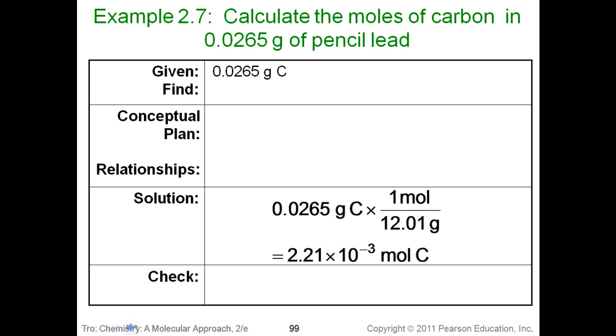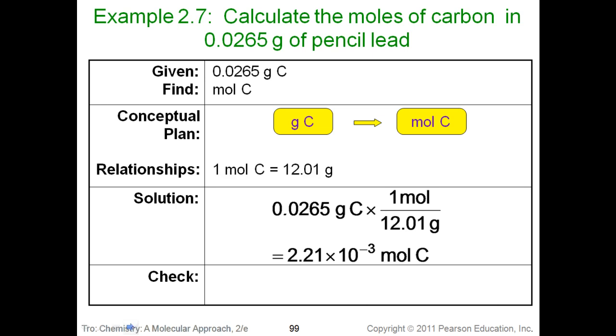You write down what you're trying to find, the moles of carbon. You come up with a conceptual plan. We need to convert grams to moles. So, how do we do that? Well, we need to know the relationship between grams and moles. Well, we look at the periodic table. For every 1 mole of carbon, we have a mass of 12.01 grams. That's straight from the periodic table. There's our equality, and from that equality, we make a conversion factor.